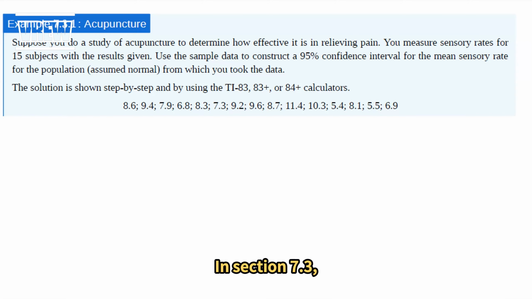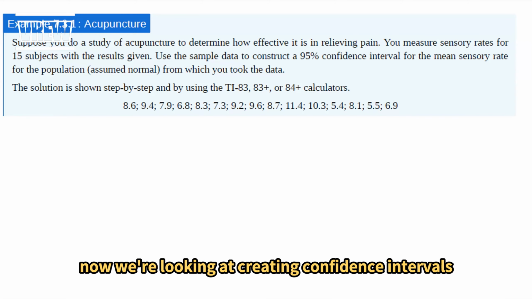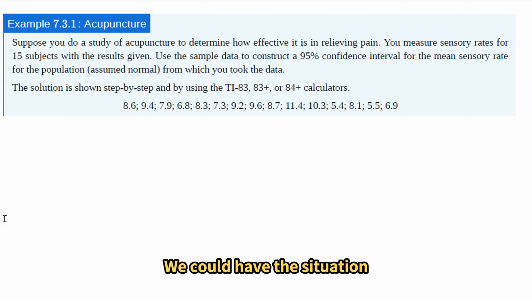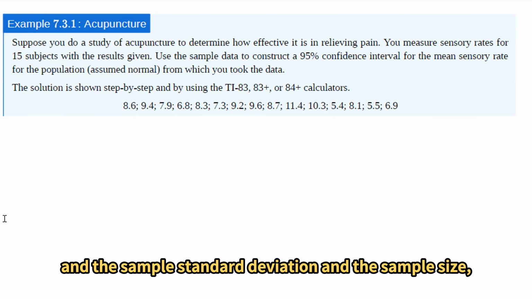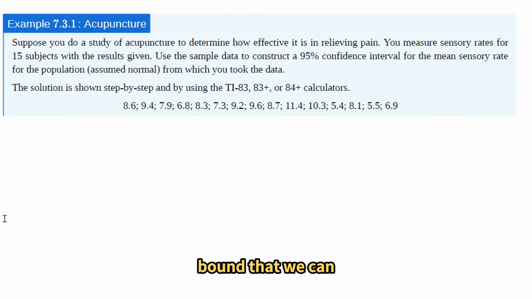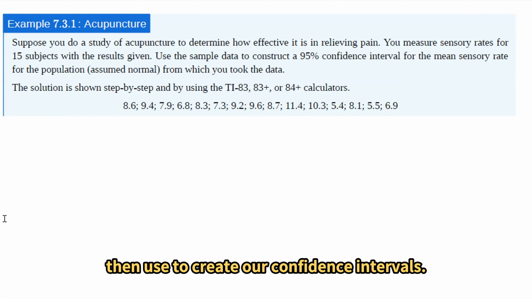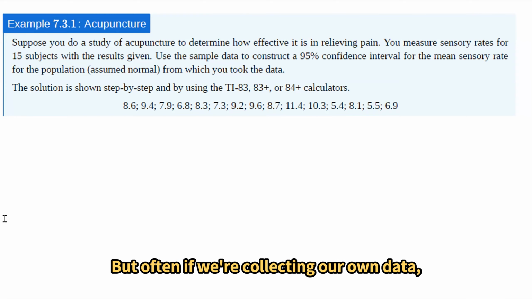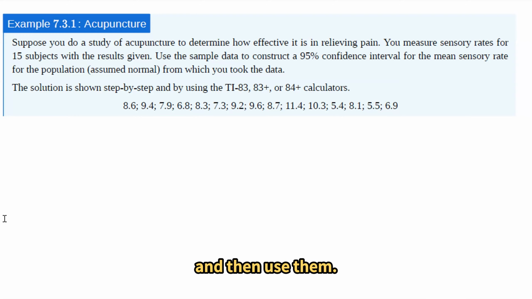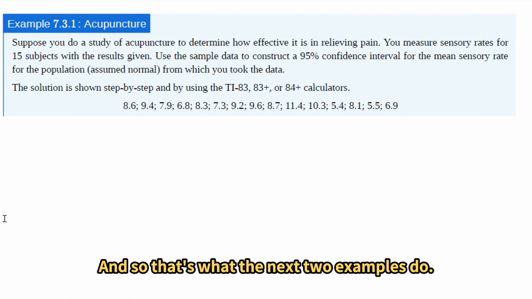In section 7.3, now we're looking at creating confidence intervals for means when the sample standard deviation is unknown. We could have the situation where we are given the sample statistics, like the sample mean and the sample standard deviation and the sample size, and we use those immediately to calculate the error bound that we can then use to create our confidence intervals. But often, if we're collecting our own data, we have to find all of those statistics and then use them. And so that's what the next two examples do.